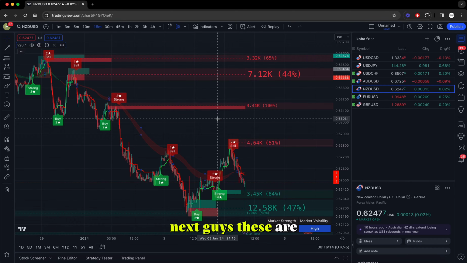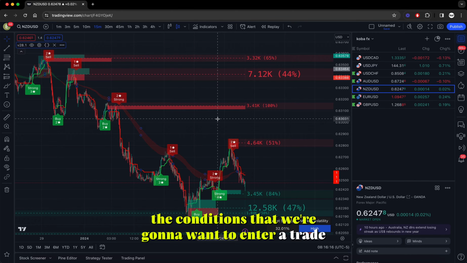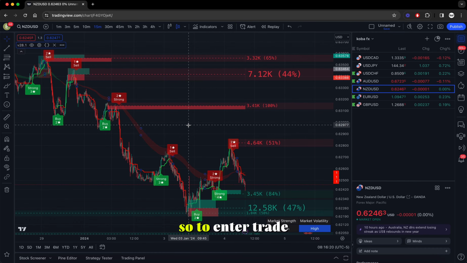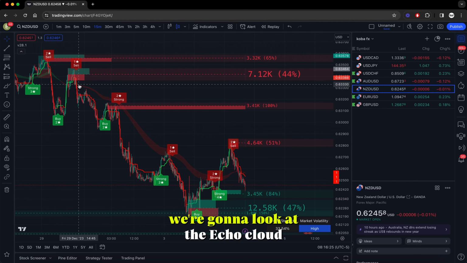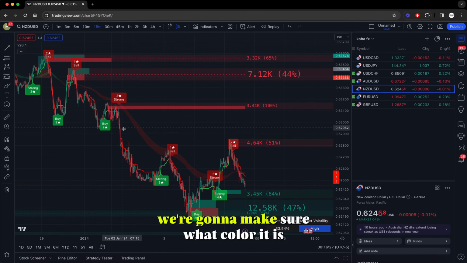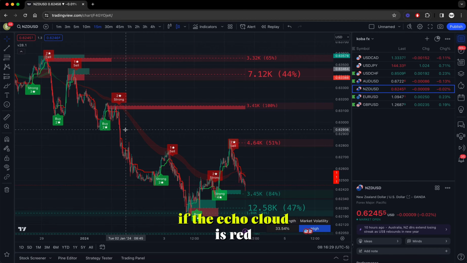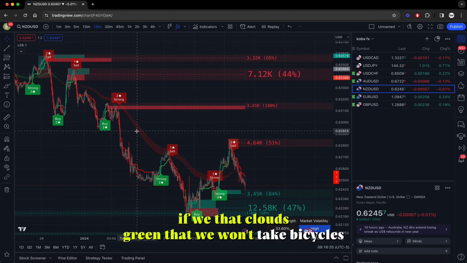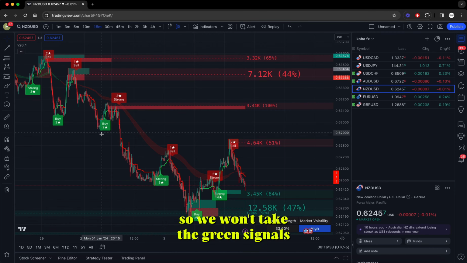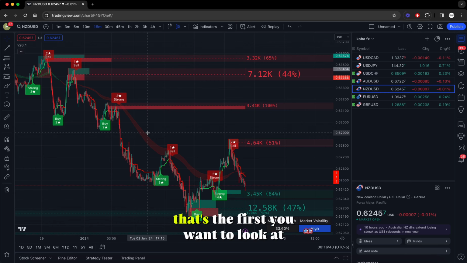Next, guys, these are the conditions that we're going to want to enter a trade. So to enter a trade, first, we're going to look at the echo cloud. We're going to make sure what color it is. If the echo cloud is red, then we only want to take red signals, so the sell signals. If the echo cloud is green, then we only want to take buy signals, so we want to take the green signals. Very simple. That's the first thing we want to look at.